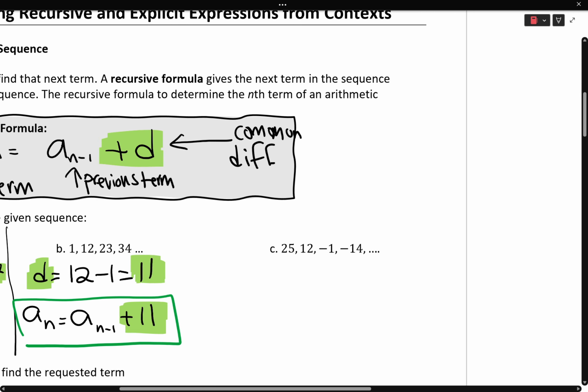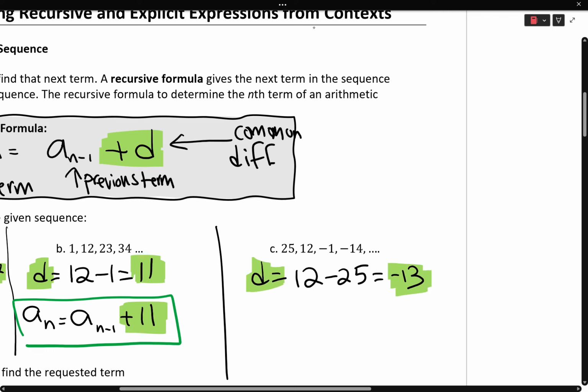Letter C, same idea. Let's find the common difference, D. So that's 12 minus 25, negative 13. And I'm going to plug it into the formula. An equals an minus 1 plus negative 13.